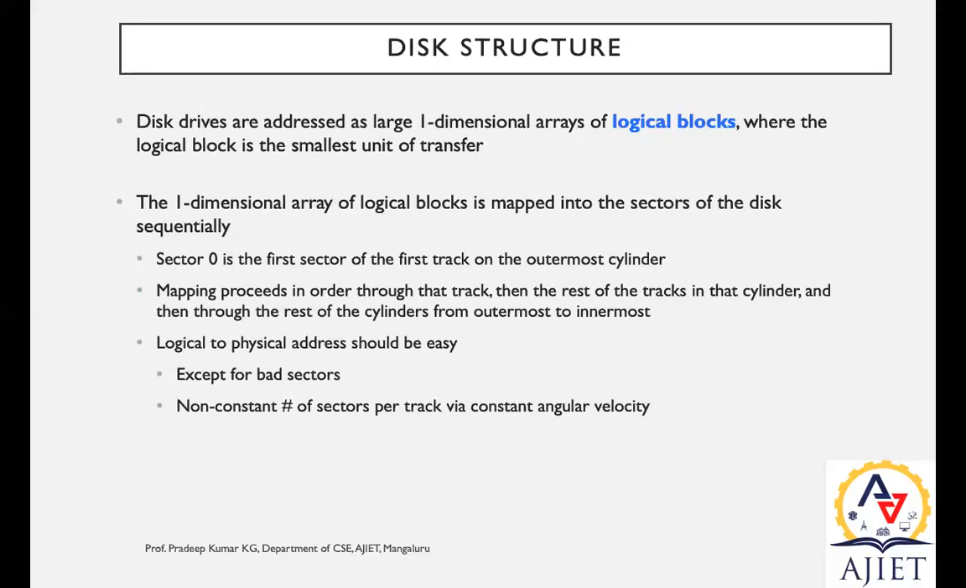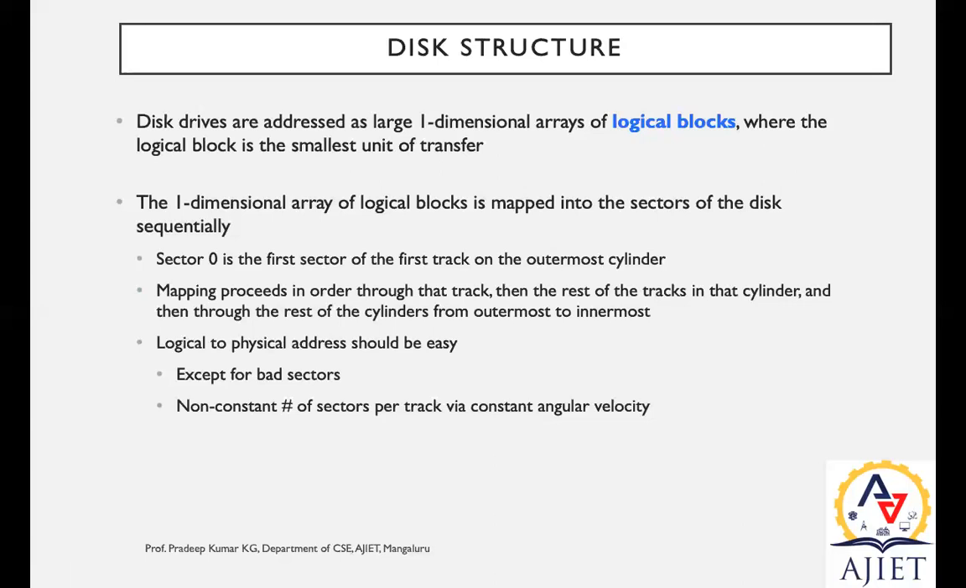So how will we map that? We need the disk controller. The disk controller's job is to do all this mapping. Mapping proceeds in order through that track, then the rest of the tracks in that cylinder, and then through the rest of the cylinders from outermost to innermost. So we save it, saying that the outermost cylinder, outermost track, with the first sector is treated as sector 0, and so on with the sequence number. The innermost sector will be loaded last. We start from outermost for ease of access.